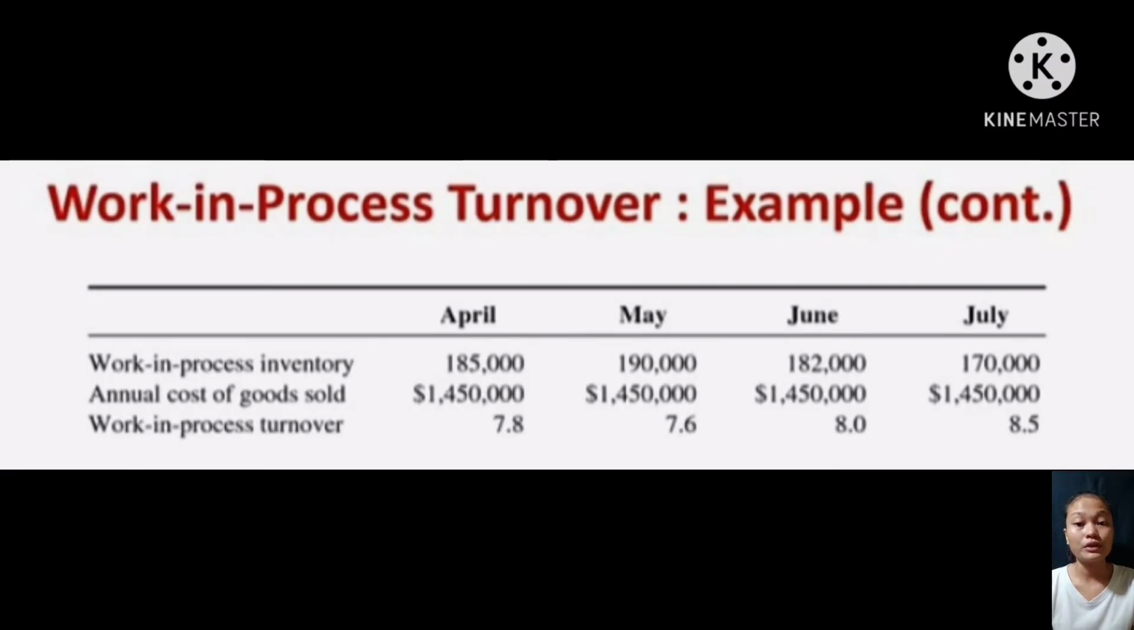The work in process turnover in the month of April was 7.8, in May 7.6, June 8.0, July 8.5. The turnover trend line in the table confirms that the manufacturing resources planning system appears to have gradually increased the work in process turnover rate. So the production manager decides to continue monitoring this measure over time since there appears to be an improving trend line that may continue into the future.